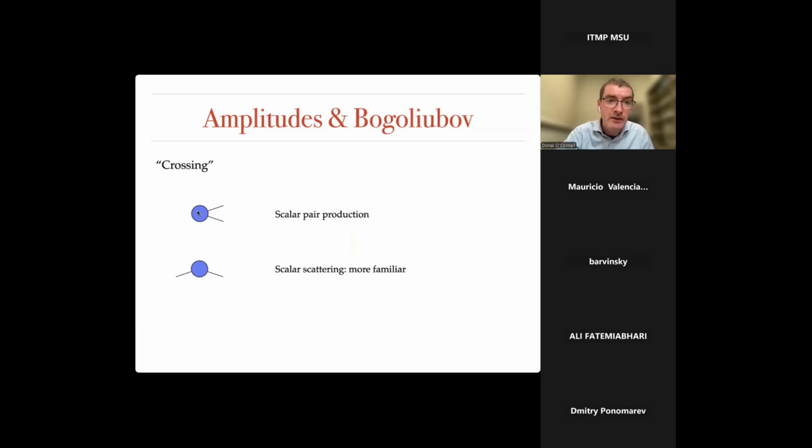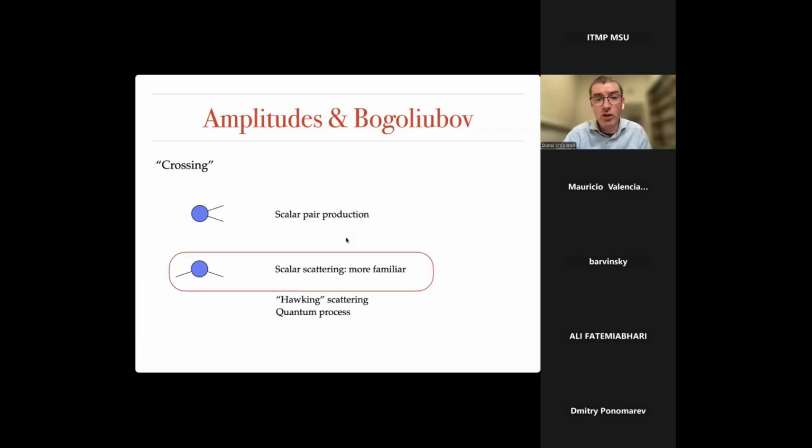So now this crossing allows me to replace the scalar pair production, which we want to talk about, with a very familiar scattering process. I want to make clear that I'm following Hawking's footsteps here. This is what he does in his original paper. He has a particular scattering process, and from that he deduces the pair production statistics. Okay, so now I'm going to discuss that Hawking scattering process.